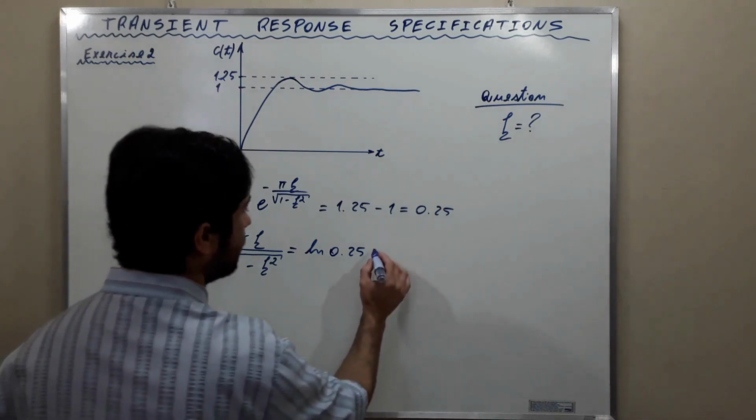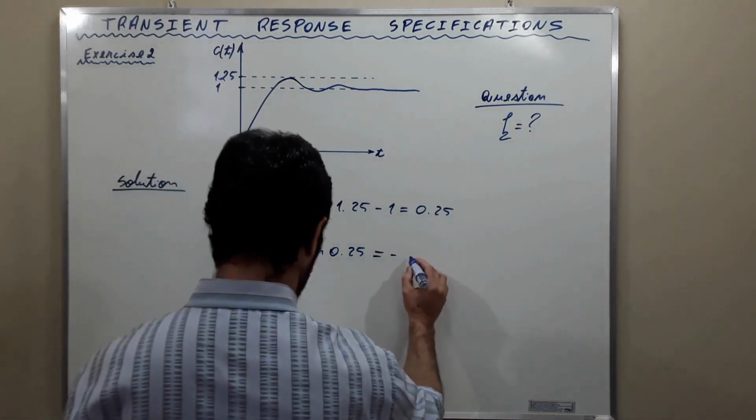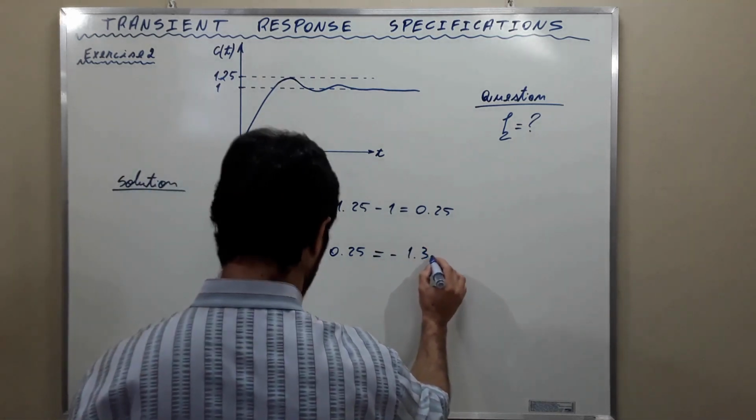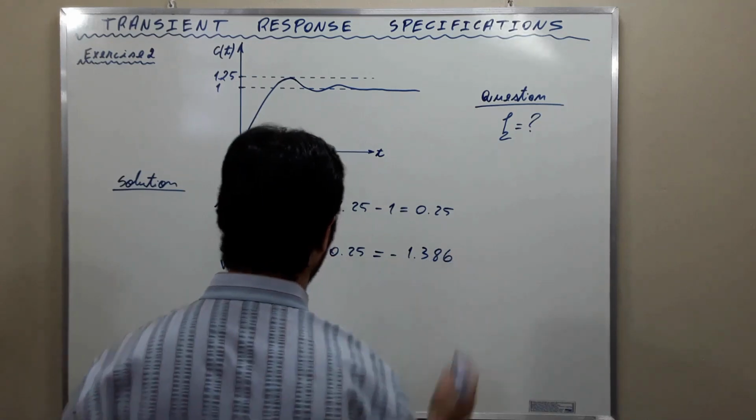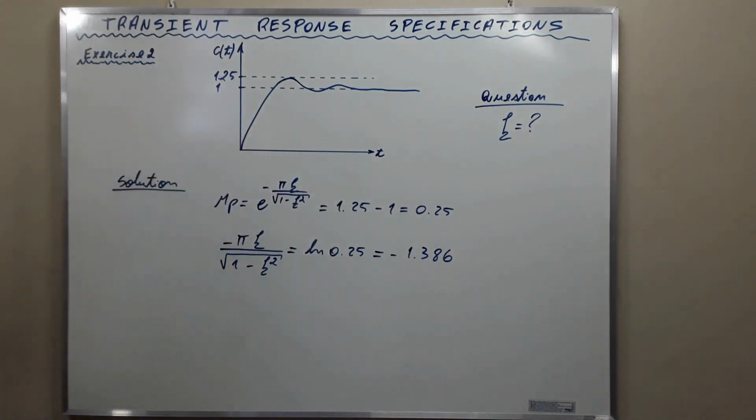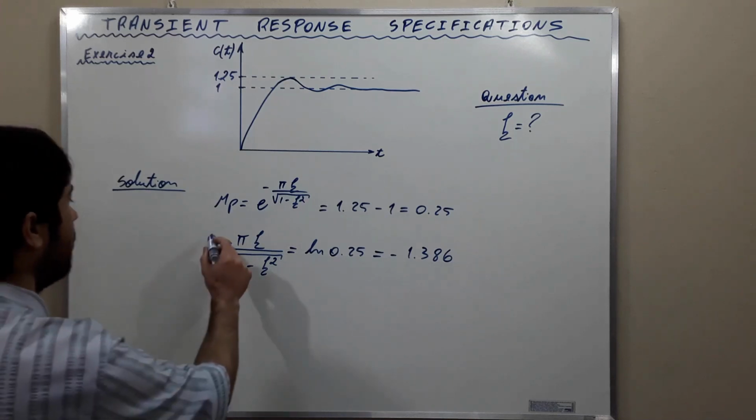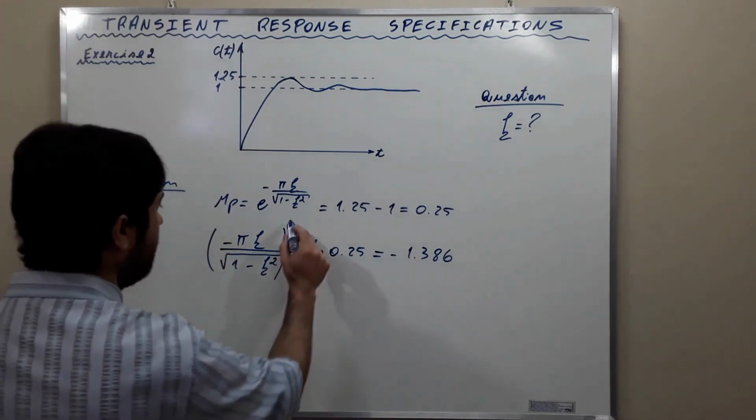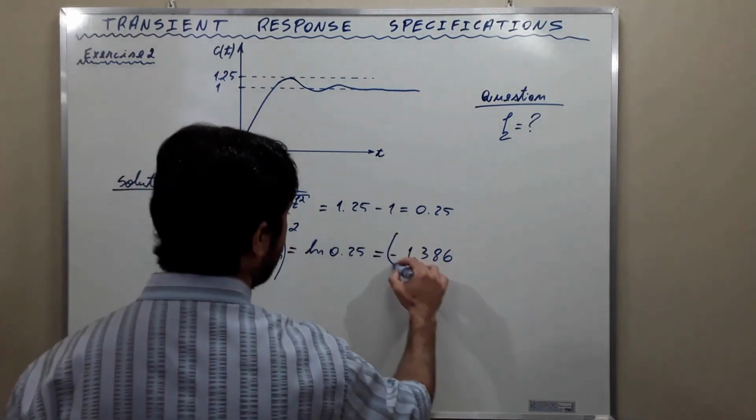which is minus 1.386. Okay? We are going to square both sides now. We're going to square here and here.